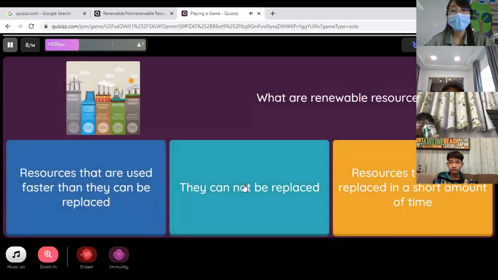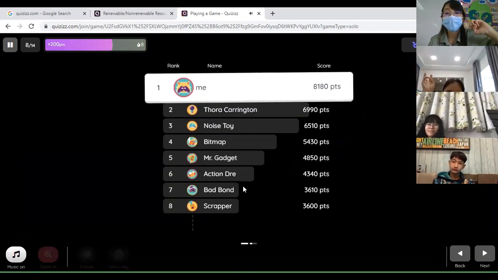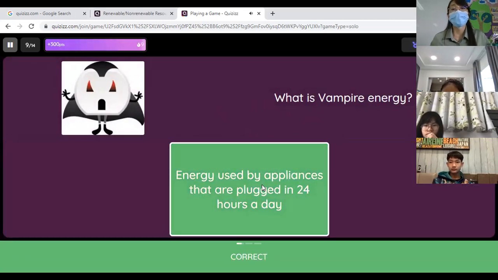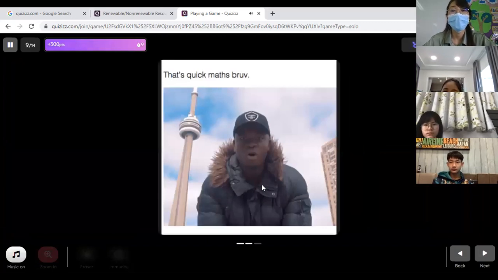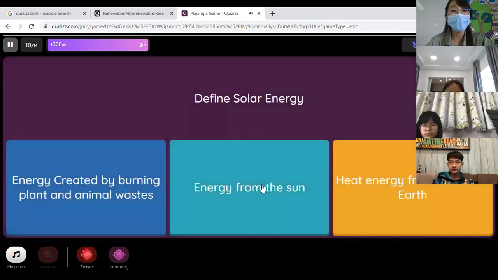Question 8. What are renewable sources? Sources that are used often. It cannot be replaced, or resources that can be used for a short amount of time. Trees, right? Okay, very good. Okay, this one we didn't learn, so I'll just skip it. Okay, define solar energy. Is it energy created by burning plants and animal waste? Alright.